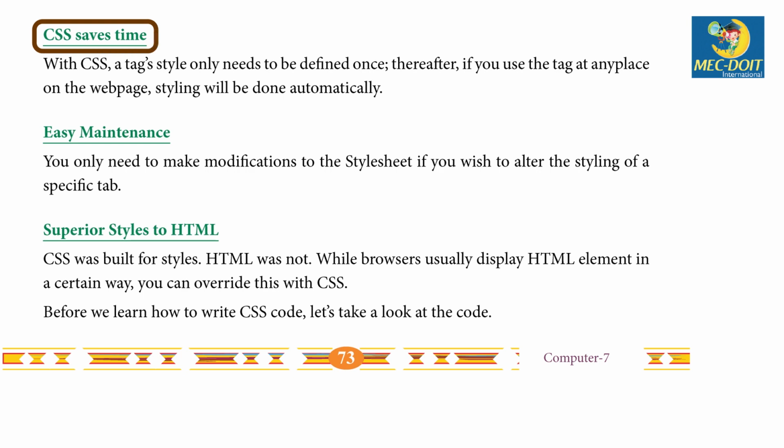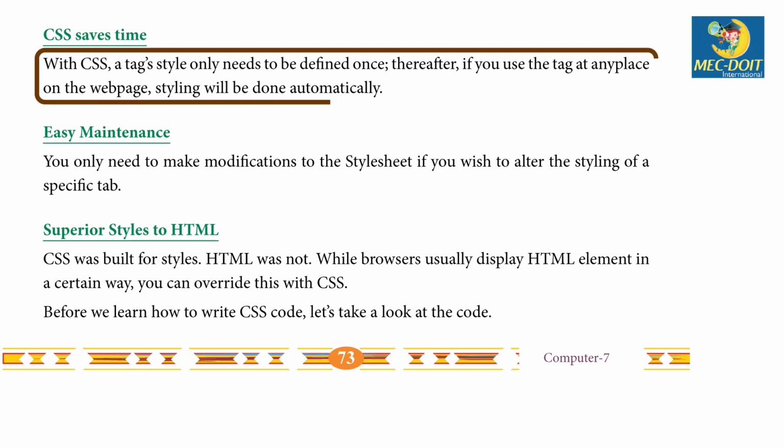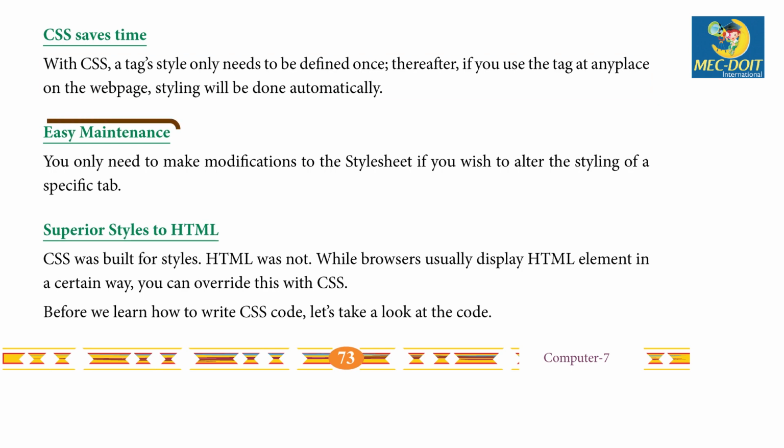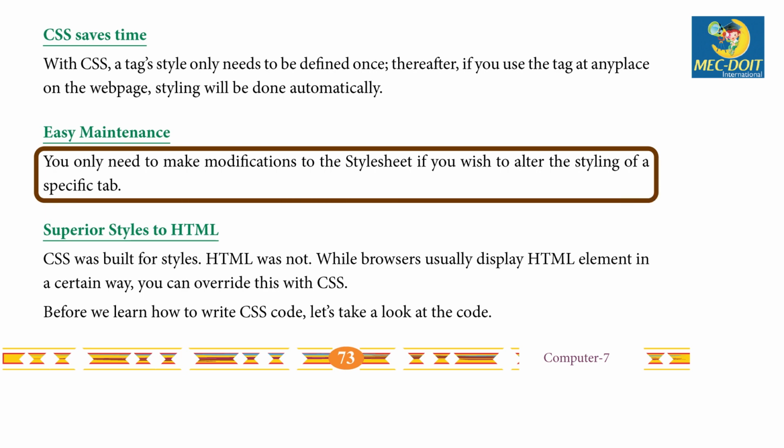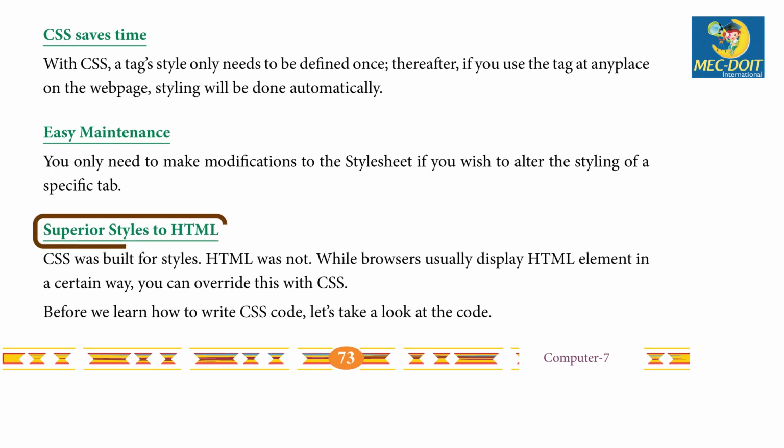CSS saves time. With CSS, a tag style only needs to be defined once. Thereafter, if you use the tag at any place on the web page, styling will be done automatically. Easy maintenance. You only need to make modifications to the style sheet if you wish to alter the styling of a specific tag.